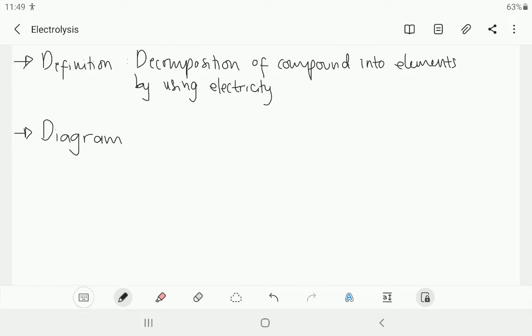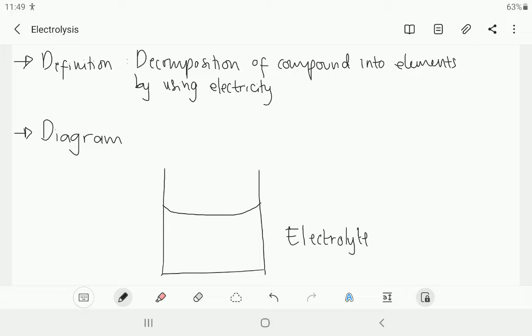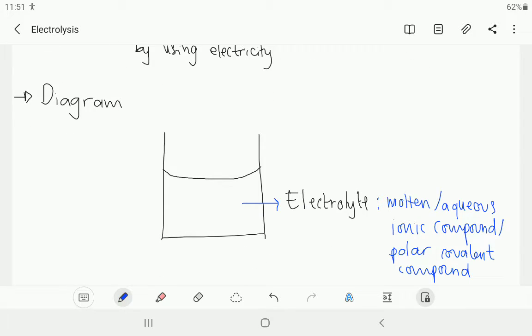Before going further to the chemical reaction that involves electricity, we have to know the diagram of how electrolysis is done. There are at least three important things in the electrolysis diagram. First is the electrolyte. Electrolyte can be a molten or aqueous solution of an ionic compound or polar covalent compound.